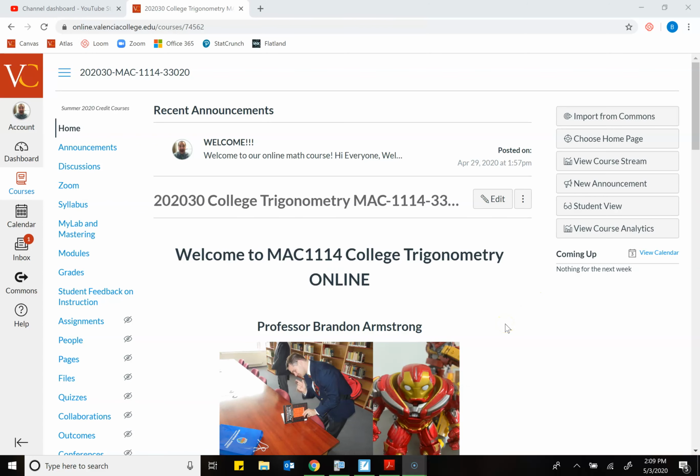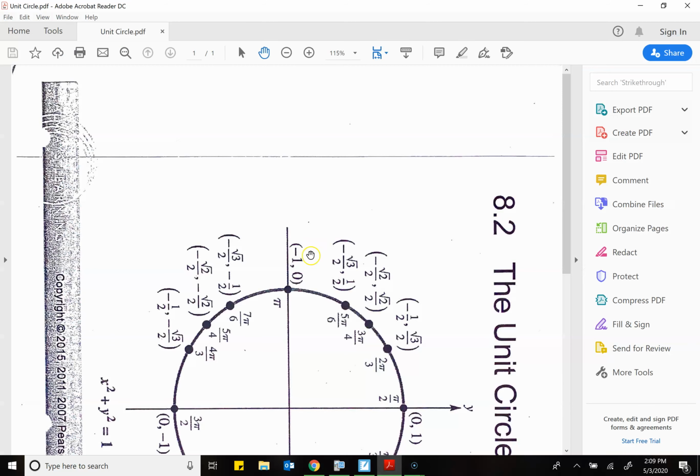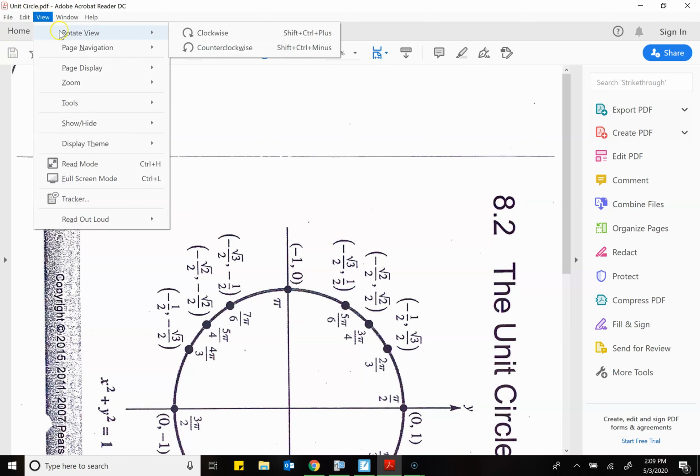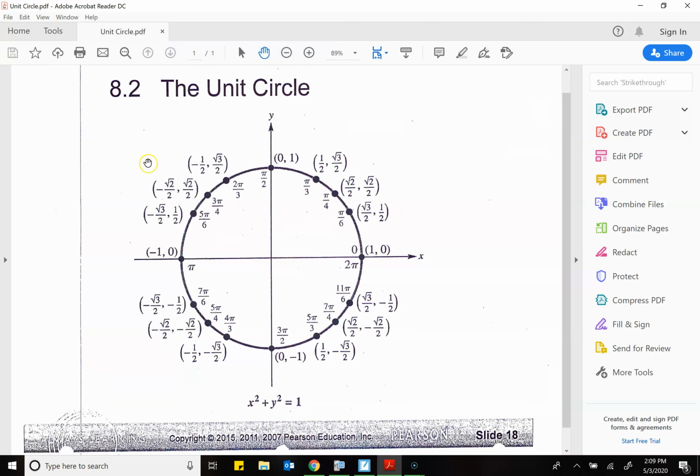Also, if you noticed by the notes, I have put in another set of notes called unit circle. You're definitely going to want to have those notes, either print them off or have them ready to go. When you open them in the PDF, it's kind of sideways, so you just go up to your view and rotate the view counterclockwise. And there we go. There's the unit circle notes that I gave you. You're definitely going to want this for this section to help you out.